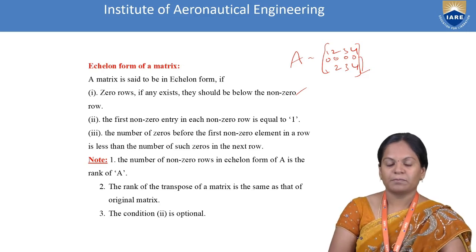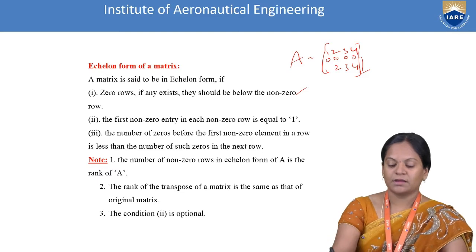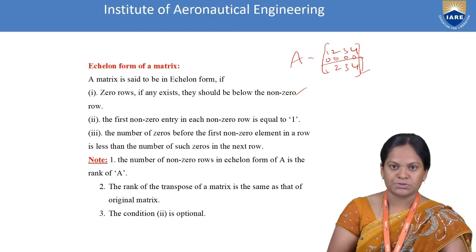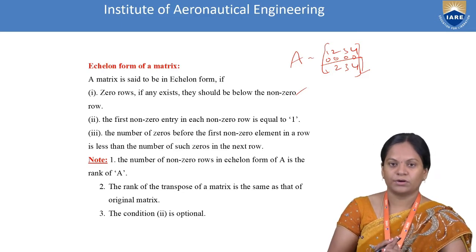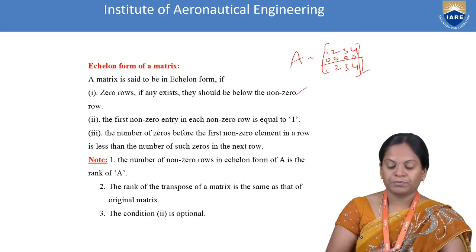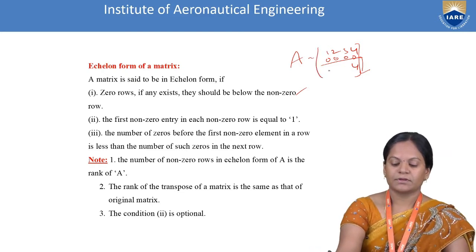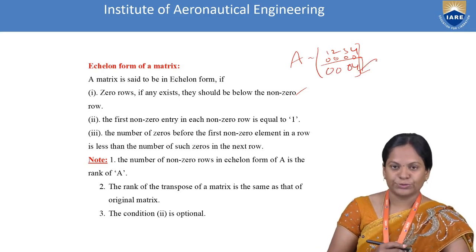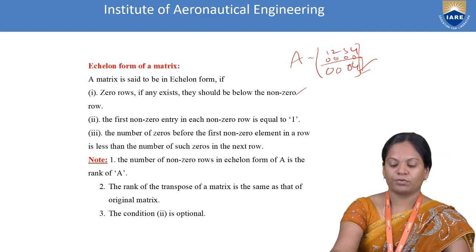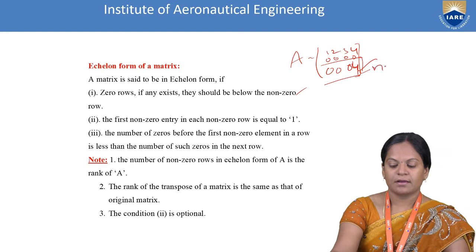Here we have to remember one thing: what is a zero row and what is a non-zero row? A zero row means that in that row all the entries are zeros. A non-zero row means at least one entry in that row is not equal to 0. Suppose in the last row I am taking 0, 0, 0, 4. The third row is again a non-zero row. Why? Because here we have 4. In this row we have one non-zero element. That's why it is a non-zero row.